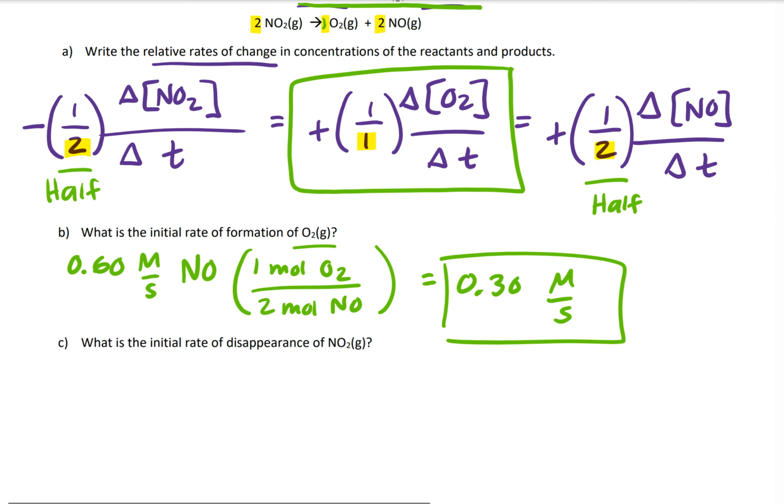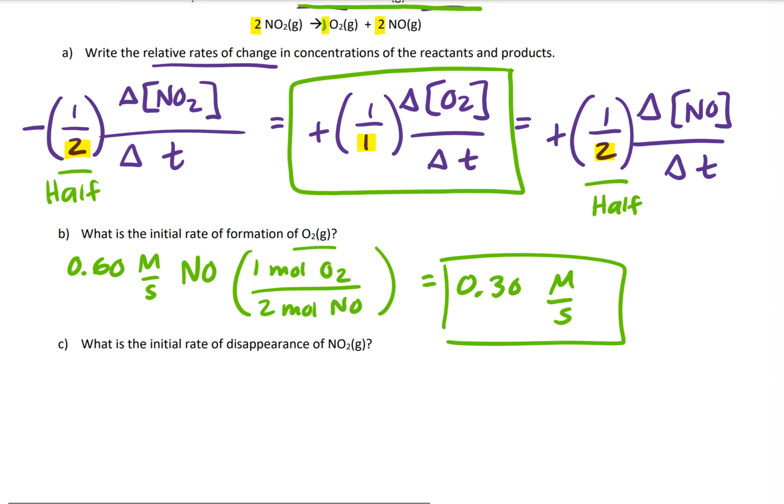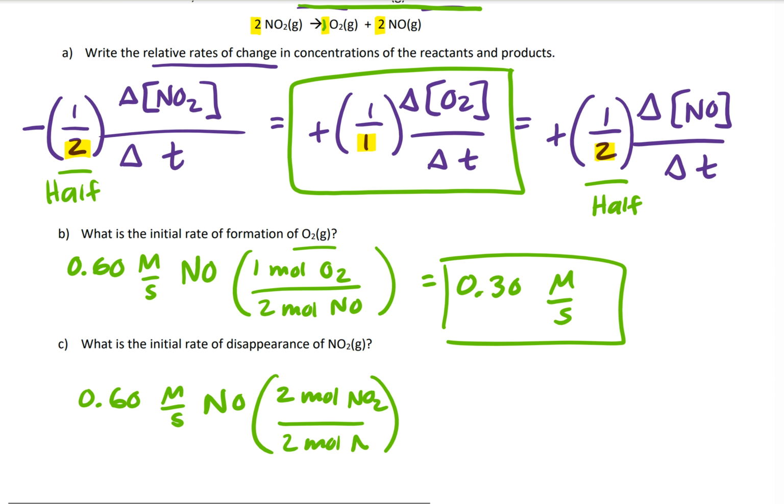Part C, what is the initial rate of disappearance for NO2, given that the rate of formation for NO is 0.60? Again, multiply by the mole ratio. 2 moles of NO2 for every 2 moles of NO. So we're going to get 0.60 molar per second.